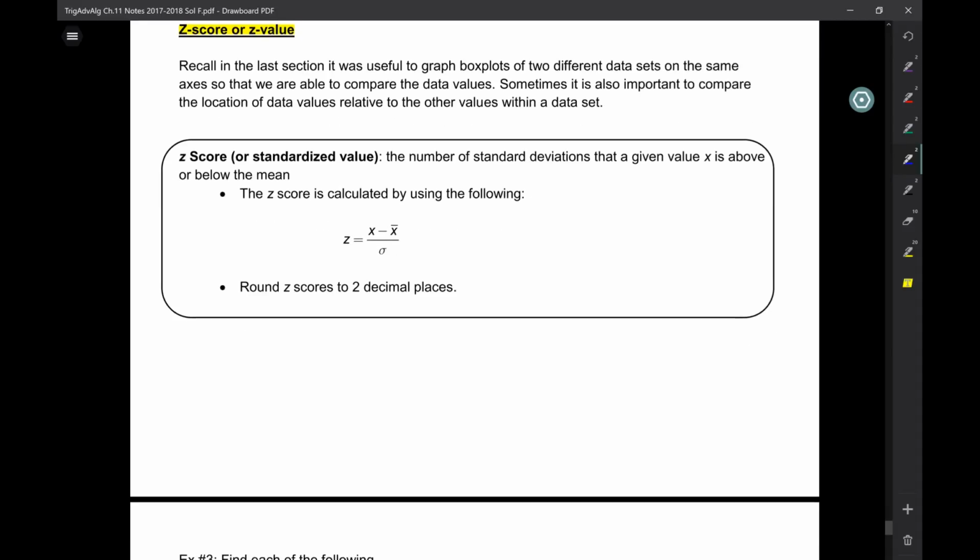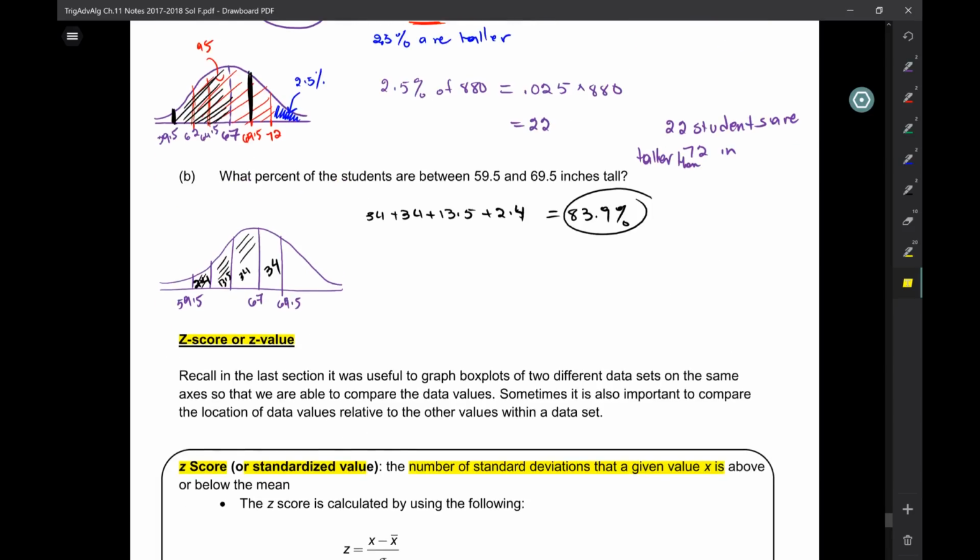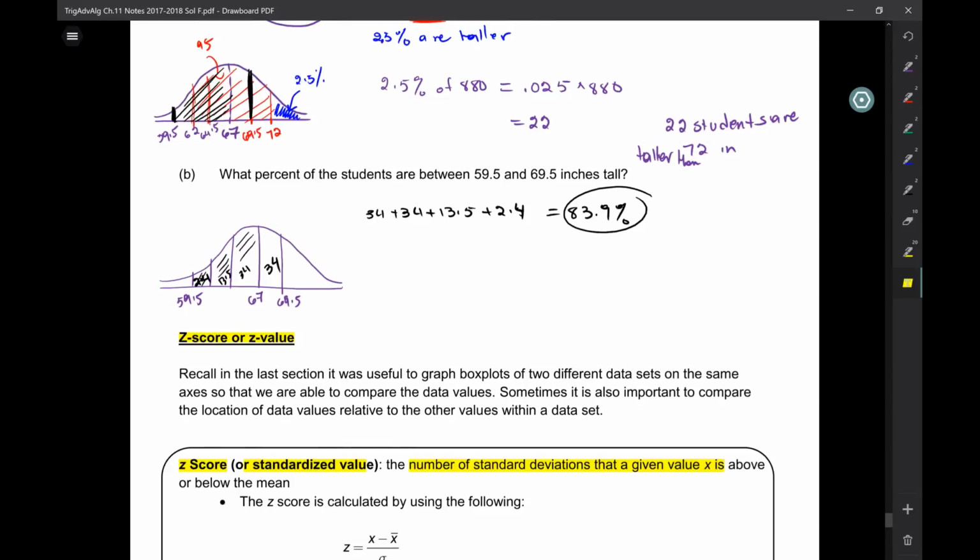All right, so a z-score helps us, just like a box plot, to compare data, because it's leveling it, so you're comparing apples to apples. All right, so what is the z-score? It's also called the standardized value. It's the number of standard deviations that a given value is above or below the mean. Okay, so if a value falls here, that's 1 standard deviation away, it'll have a z-score of 1. If it falls here on this line, it'll have a z-score of 2. Does that make sense? Okay.